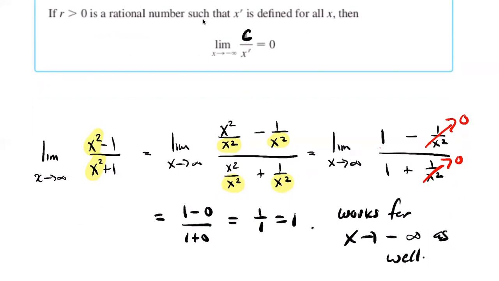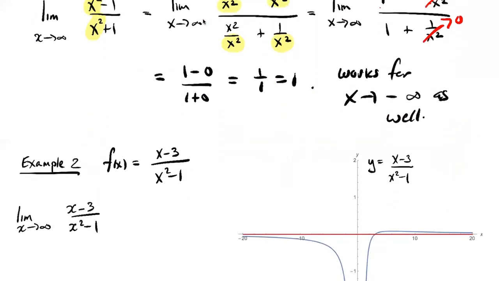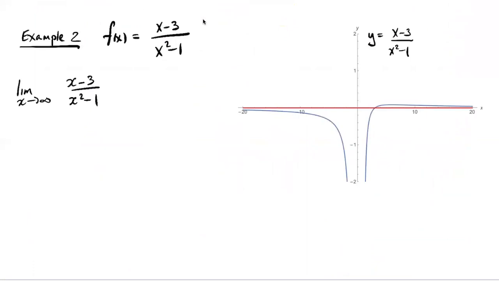All right, so what do I mean? These red arrows up here, these terms that are going to 0, they're also going to go to 0 if x is going to minus infinity. Cool. Let's try that technique again. I've got a second example, second rational function. I've got a graph of it drawn over here.